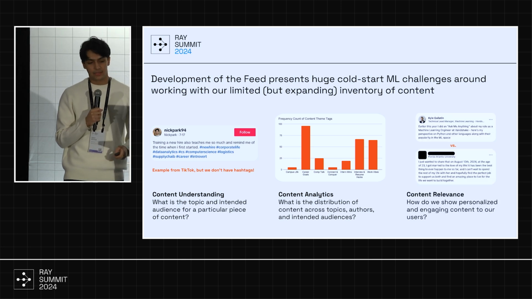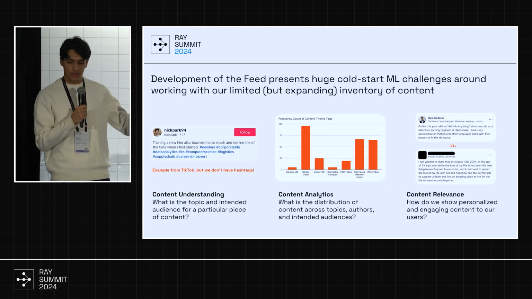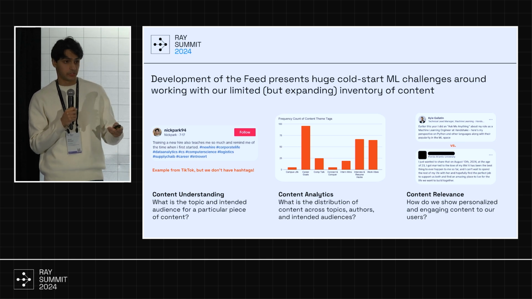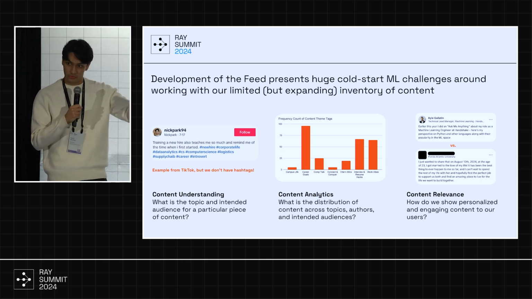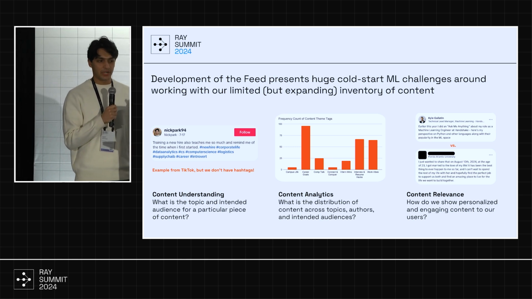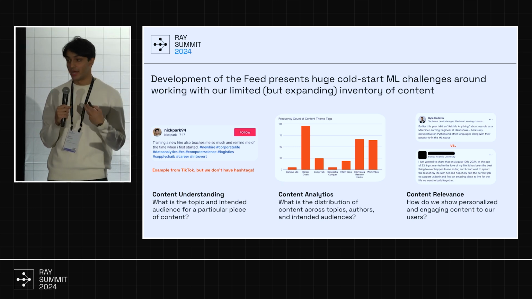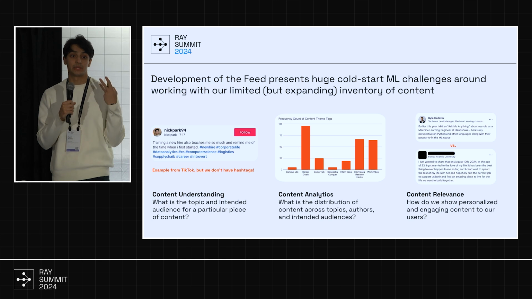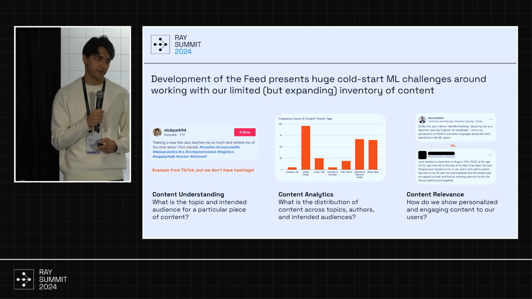The last thing is content relevance, right? So if we have even an understanding of the content, the final challenge is to have an understanding of the user who's perusing the feed and making sure we're matching the two of these together. So these are the 3 buckets of cold start ML challenges that we did not have solutions for right away, but we at least have them acknowledged as we seek to launch our feed product.